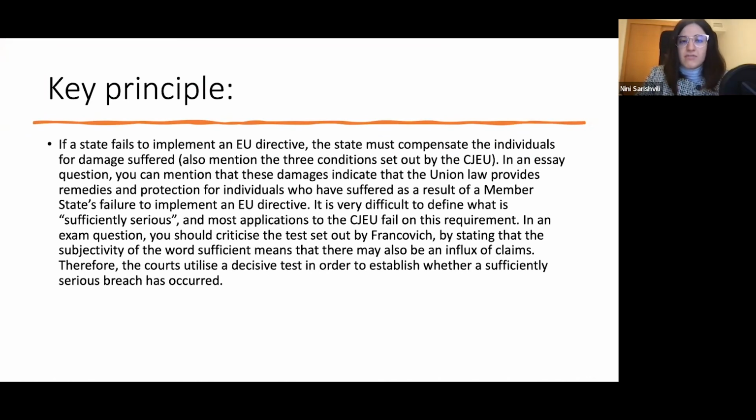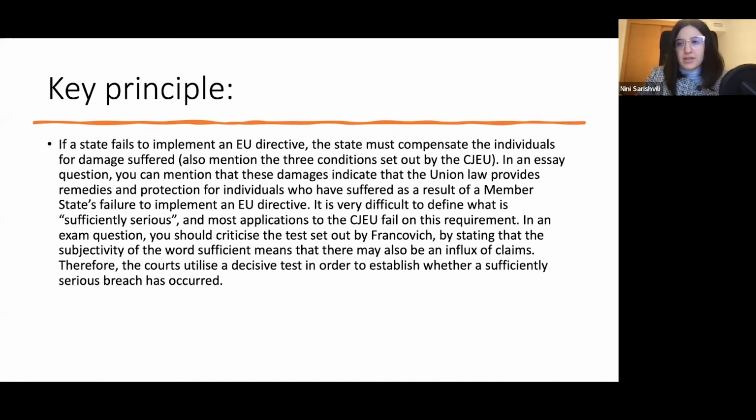If a state fails to implement an EU directive, the state must compensate the individuals. The damages have to be offered. In an essay question, you can mention that these damages indicate that Union law provides remedies and protection for individuals who have suffered as a result of the member state's failure to implement an EU directive. It is very difficult to define what is sufficiently serious, and most applications to the CJEU fail on this requirement.